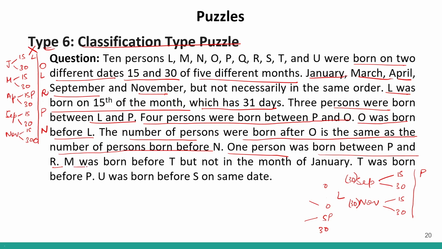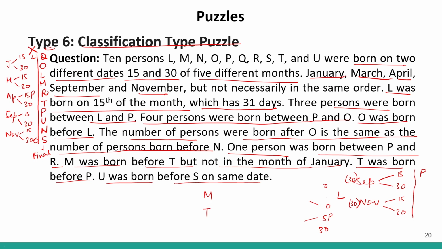Okay. M was born before T but not in the month of January. So M is not born in the month of January. M is born before T. Okay. T was born before P. So T was born before P. So now I can see M can come here and T can come here. Okay. Now, U was born before S on the same date. So U was born before S on the same date. I can place, and the only person remaining is Q. So Q can come over here. This will be my final arrangement.